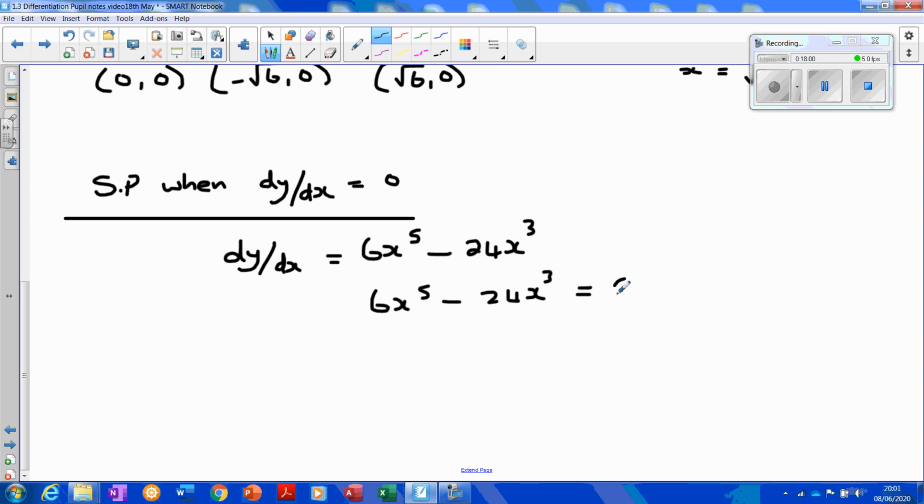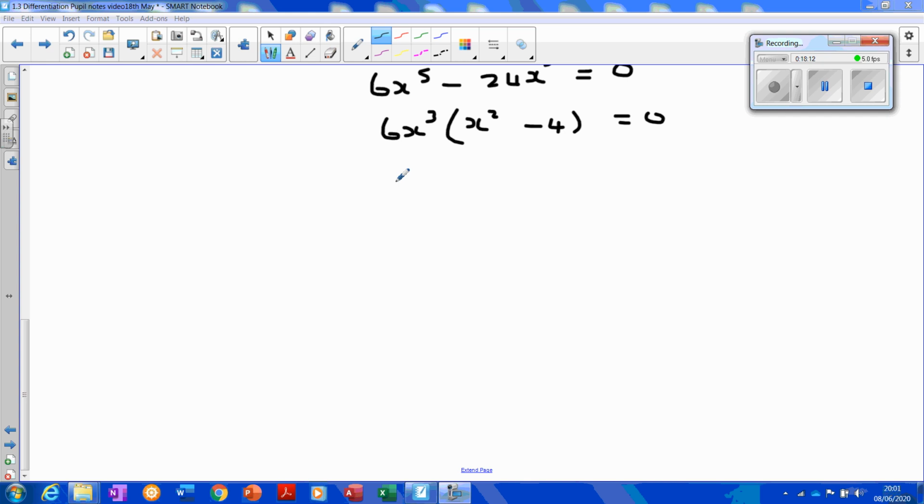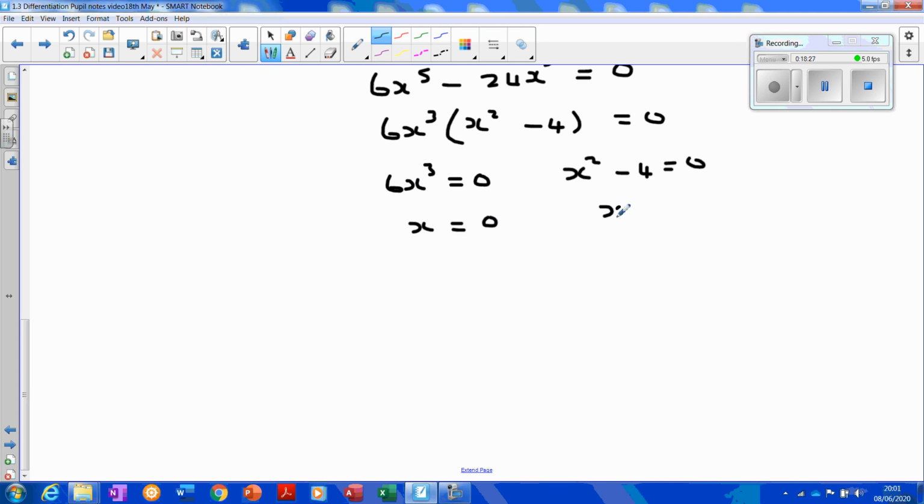Right, so the highest common factor is going to be 6x to the power of 3. That then gives me in the bracket x squared minus 4. So 6x to the power of 3 equals 0, or x squared minus 4 equals 0. So divide by 6, nothing divided by 6 is still nothing, the cube root of nothing is still nothing, so x is equal to 0. Then we've got x squared, add 4 onto both sides is 4. Take the square root, so x is equal to 2, but don't forget x is equal to minus 2.